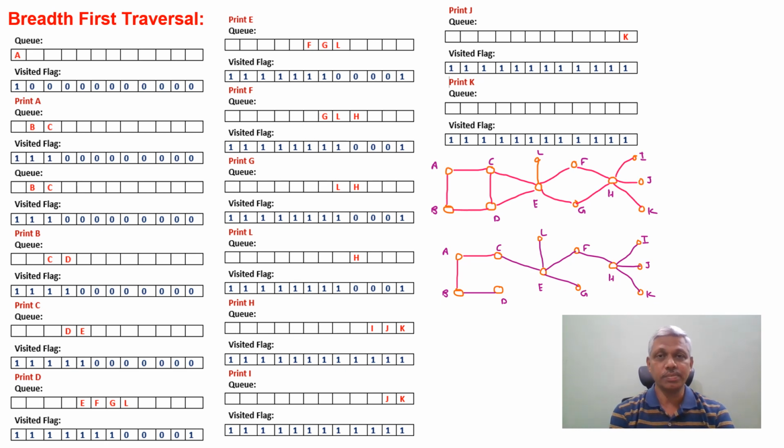By this time Q is empty. So in the previous slide, if you look at the while loop, while Q is not equal to empty, the algorithm runs. So here the Q is empty, and the algorithm stops. By this time all the vertices of the given graph are traced in the sequence: print A, print B, print C, print D, E, F, G, L, H, I, J, K. This is the sequence in which the vertices are traced.